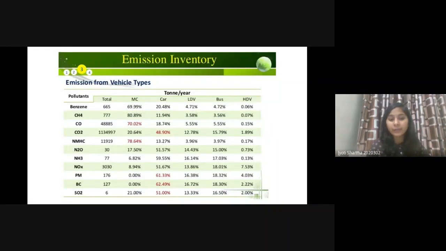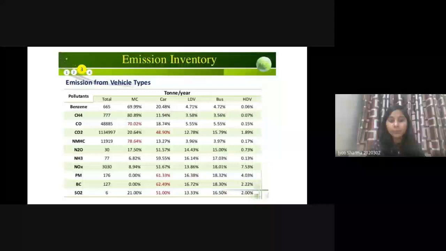And this is based on your vehicle, either car or bus, so how much the car is giving you the pollutant, how much the bus is giving you the pollutant. Okay, so this is the emission from the vehicle types. You have different activity data. For that different activity data you can create your emission inventory accordingly, and this is important.